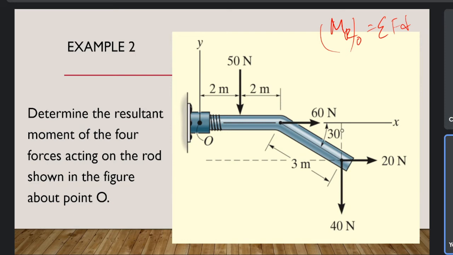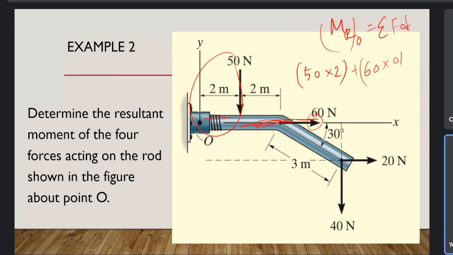The perpendicular distance is 2 meter. We can basically add 50 Newton times the perpendicular distance of 2 meter. Okay, let's assume all the directions are clockwise. It's positive here in this case. So another force is 60 Newton. It is applied straight, so the perpendicular distance is in the center line. Perpendicular distance is 0. 60 times 0.